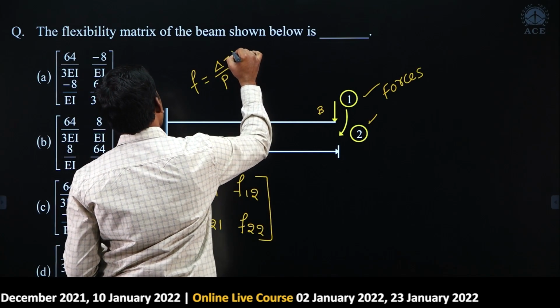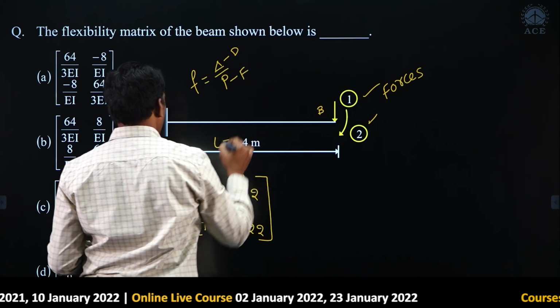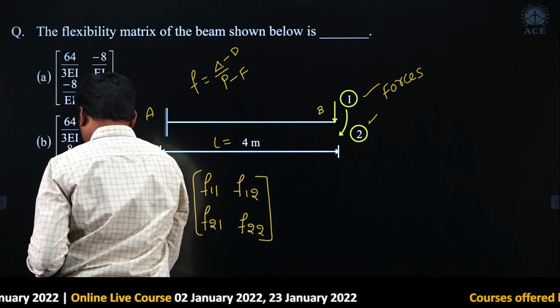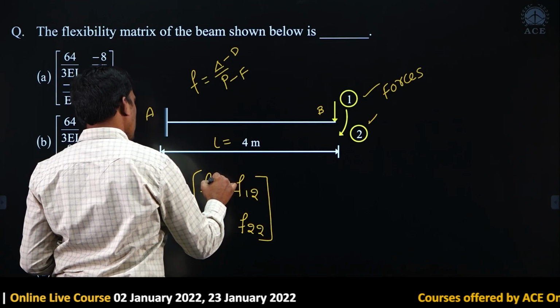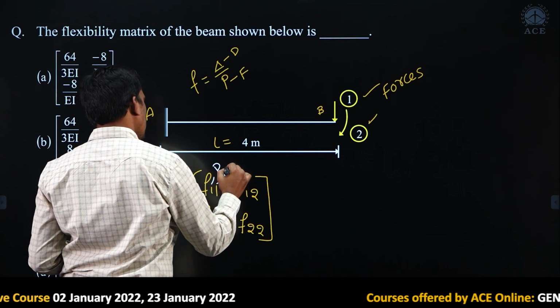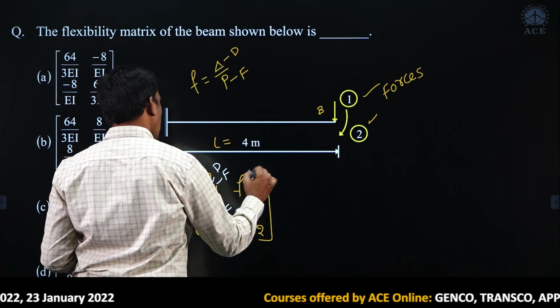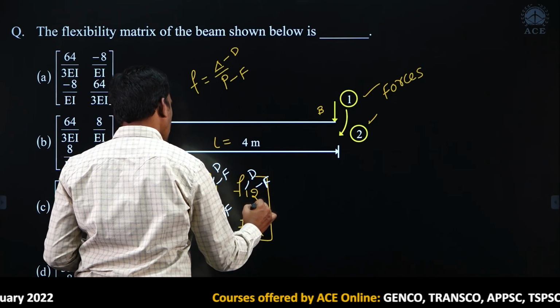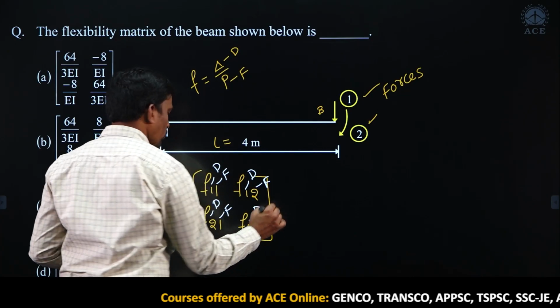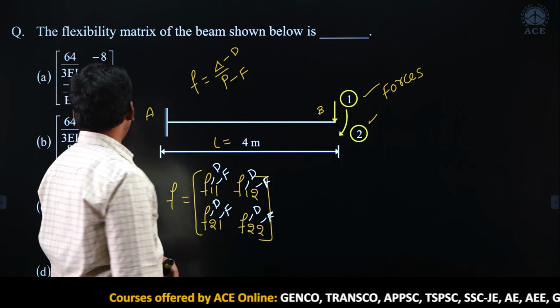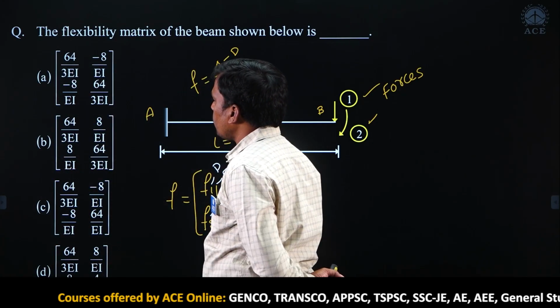It means the first one is displacement, second one force. First one displacement, second one force. Displacement, force. Okay, right. Any possibility of eliminating options?